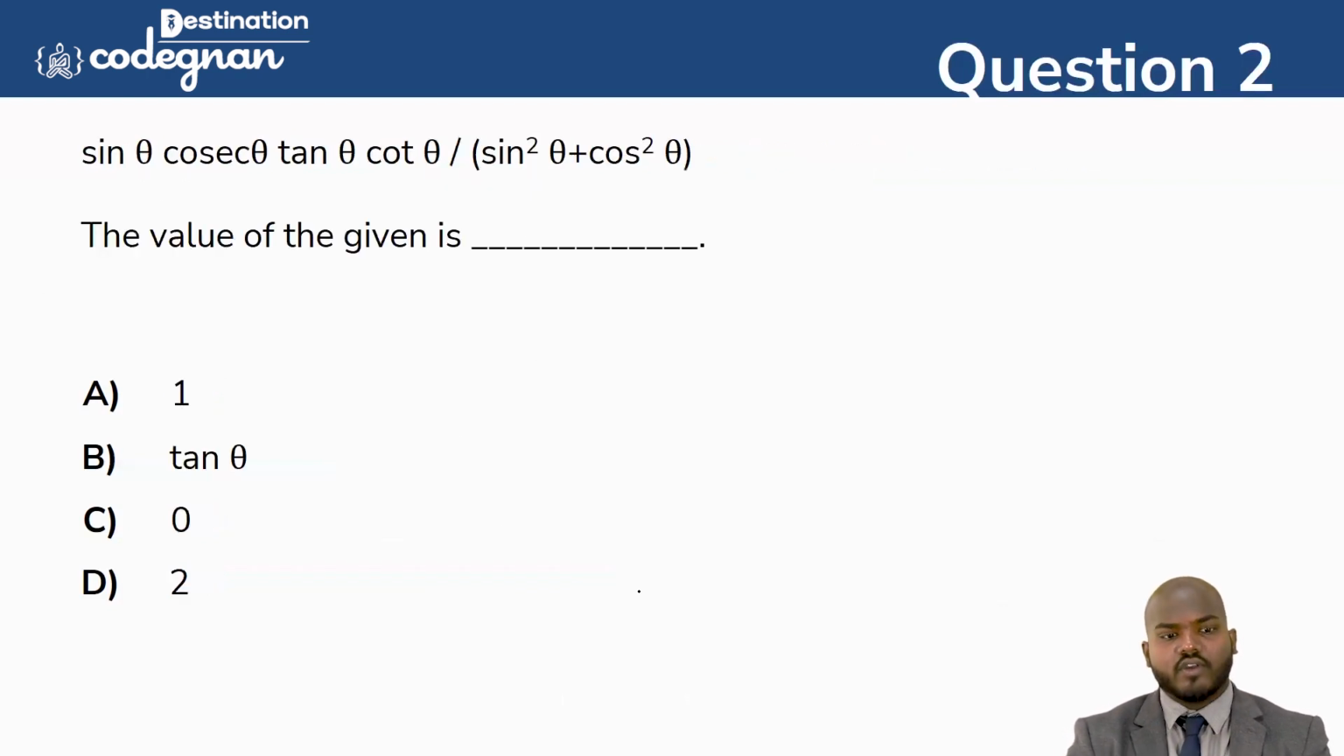So going forward, the next question, you see this one. I have the question: sine theta, cosecant theta, tan theta, cot theta over sine square theta plus cos square theta. I'm just writing it.